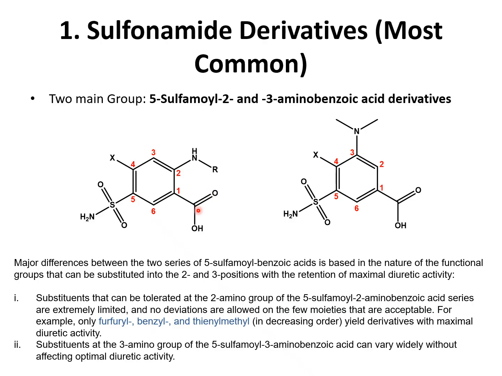The first one is the 5-sulfamoyl 2-aminobenzoic acid, as we will see. So this is the benzoic acid. Let's draw the structures here, and this is what we call a benzoic acid. Yes, this is the structure of benzoic acid. So we have the benzoic acid. This is the benzoic acid group.